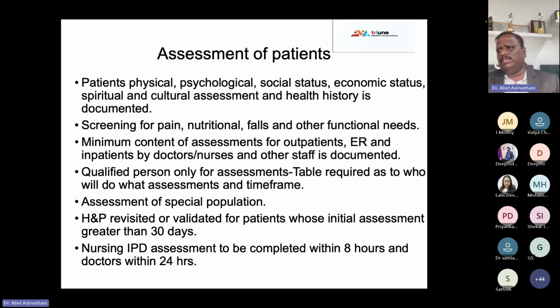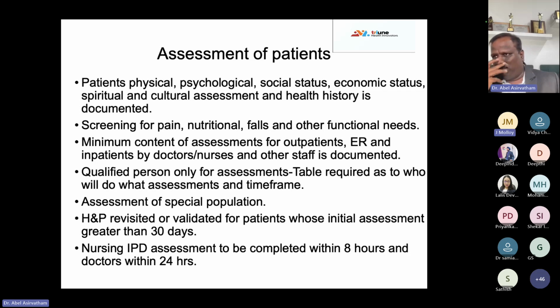And there needs to be a difference between screening of pain and assessment for pain. Not only pain, even for nutrition, falls, and other things also. We need to differentiate between what is screening and what is assessment. For example, just screening for pain: do you have pain or not. That is screening for pain. Based on that, if the patient has pain, then you go for a detailed assessment. This is one thing the surveyors also want us to differentiate, because many times we get confused between screening and assessment for pain.